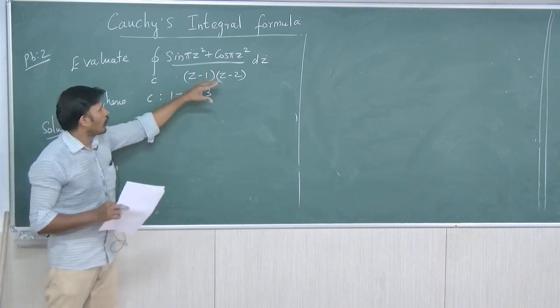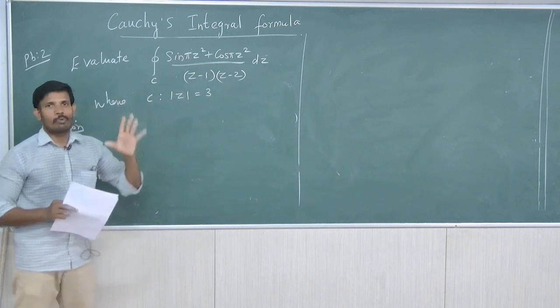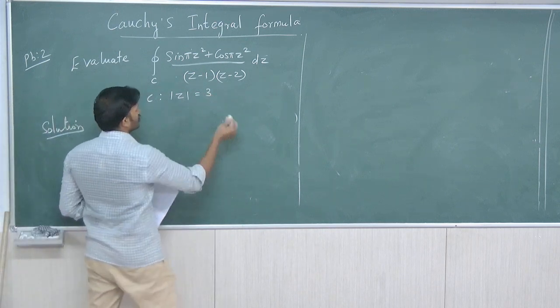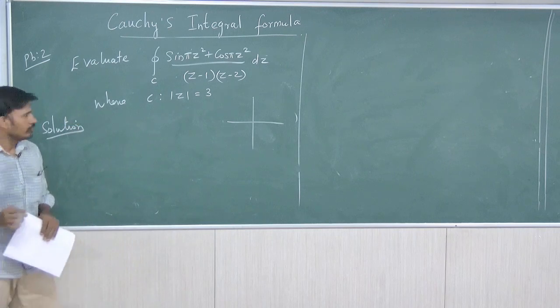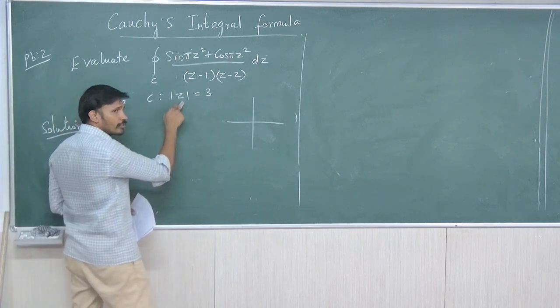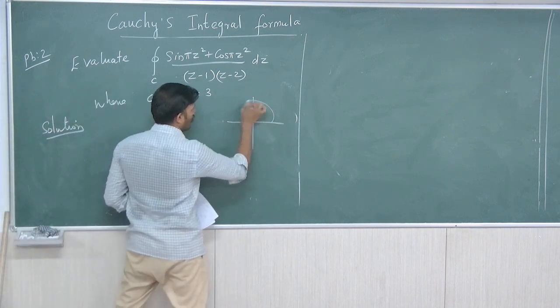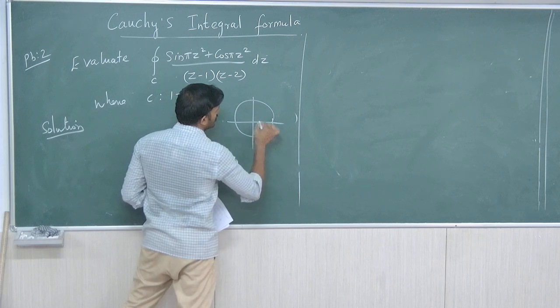So both points lie inside the closed circle, that's why I am going to apply partial fraction. It's most important, right? So simple. Suppose you draw this closed circle, the center is (0, 0) and the radius is 3. So for that, I am going to draw the circle of radius 3.